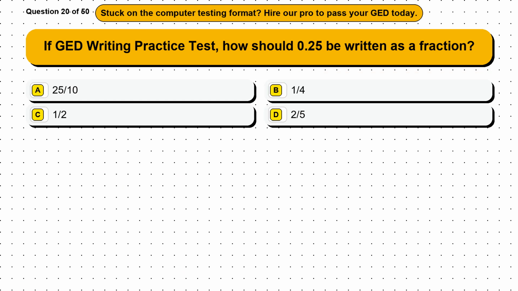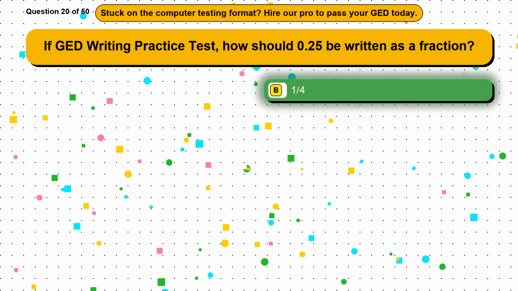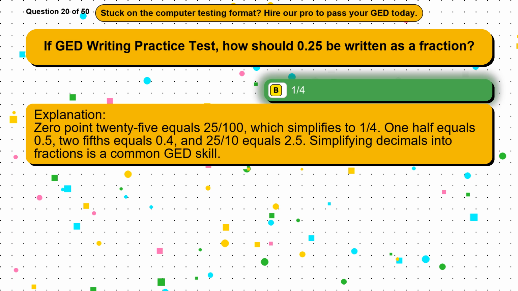Question 20. If GED Writing Practice Test, how should 0.25 be written as a fraction? Option A, 25 tenths. Option B, 1/4. Option C, 1/2. Option D, 2/5. The correct answer is option B, 1/4. 0.25 equals 25/100, which simplifies to 1/4.